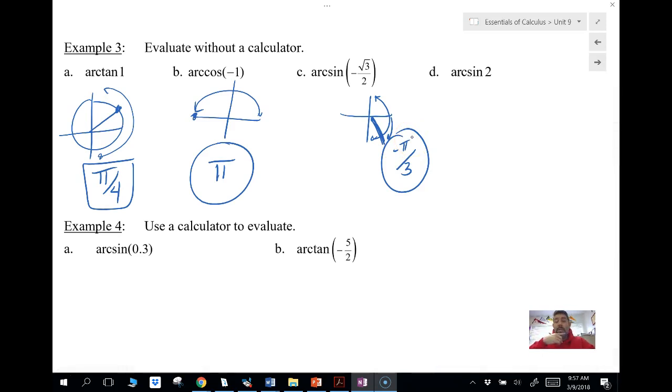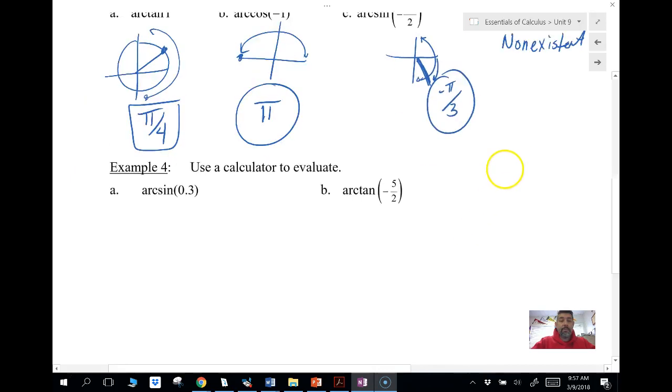What about the arc sine of 2? Well, arc sine of 2, we can't have it. If we think about this, where on the unit circle is the y value going to be 2? Well, that's never going to happen. It's not in the range. So this does not exist. All right, non-existent. We can't have that. It's not in the range.